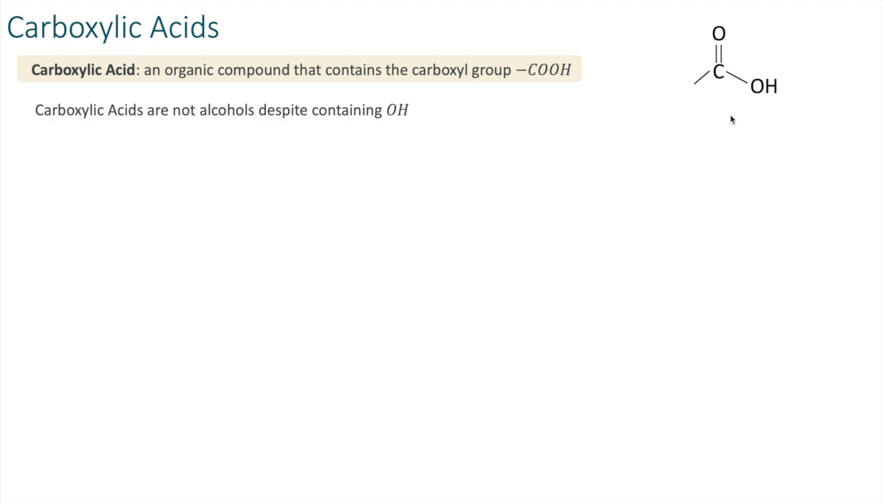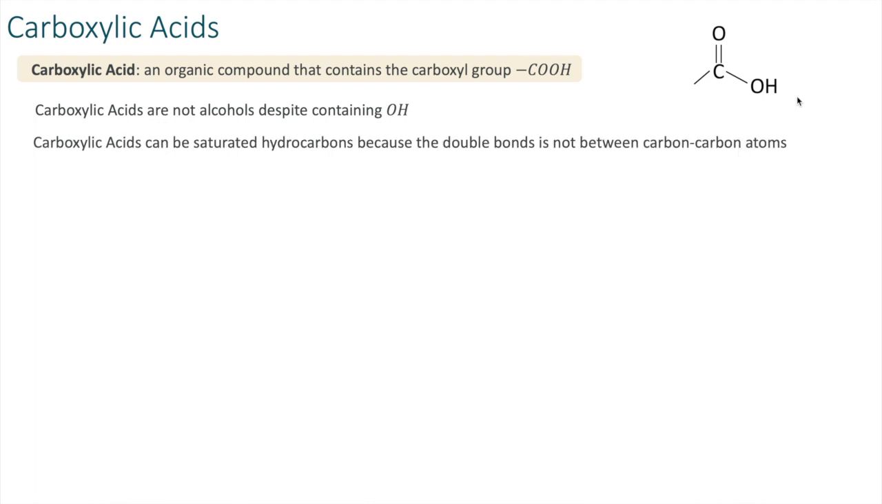Now, it's very important to not mistake carboxylic acids for alcohols. A lot of students will see an OH group and assume that there's an alcohol present. If it's bonded to a carbon that has a double bond to oxygen, we're dealing with a carboxyl group and a carboxylic acid.